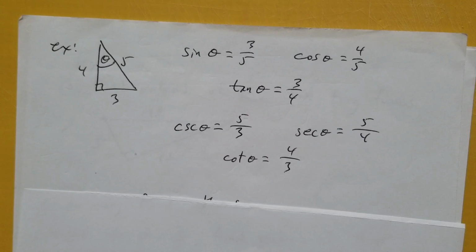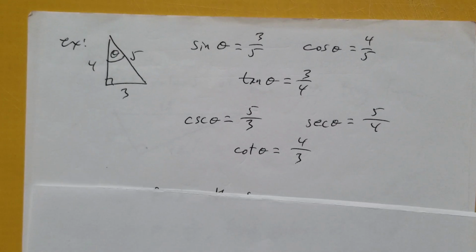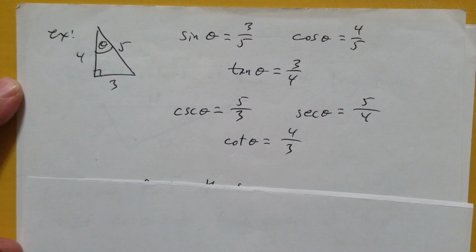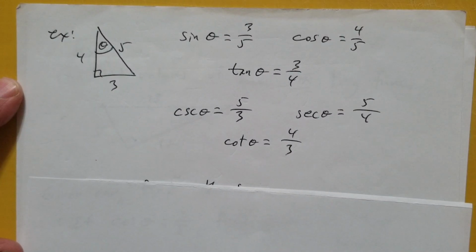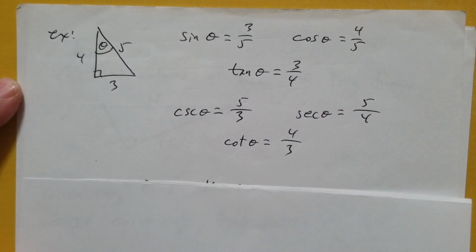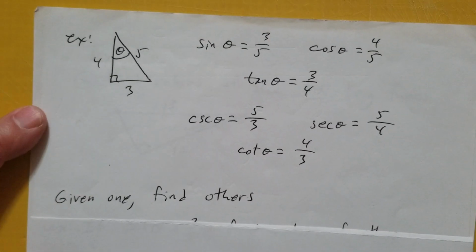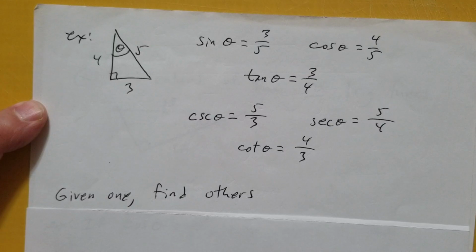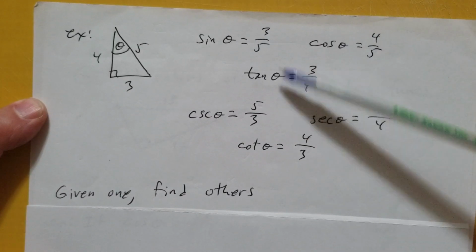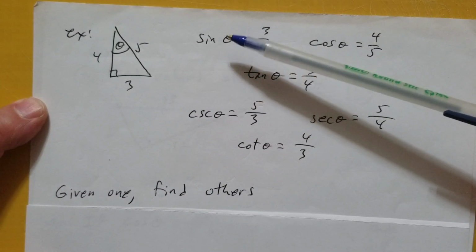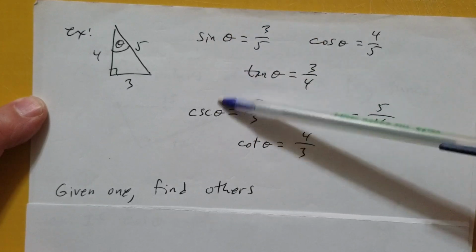If you can do this, it'll be so much easier to understand the rest of the chapter. You've got to memorize sine, cosine, tangent. Then, what else did I want to say here? Oh yeah, before we go on, there is a way that you can remember which 2 are reciprocals.